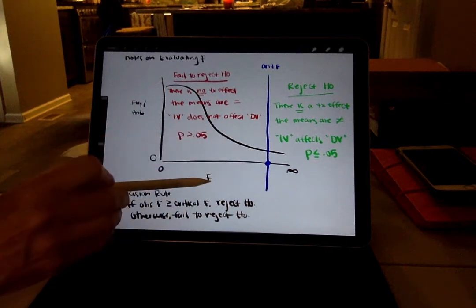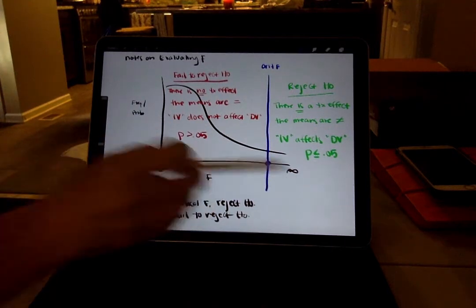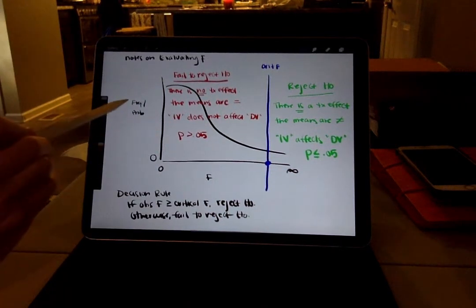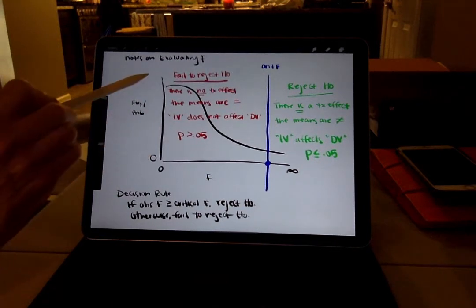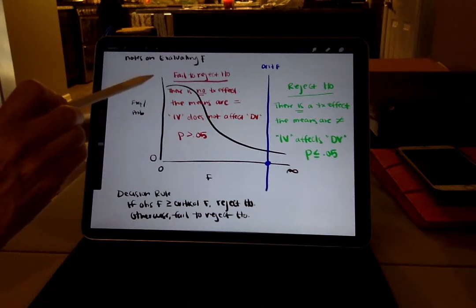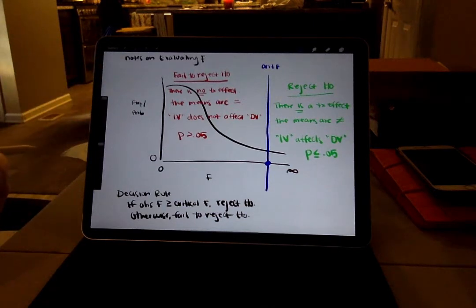The horizontal axis is F ranging from 0 to infinity, and the vertical axis is either frequency or probability starting at 0 and ranging to, if it's frequency, infinity. If it's probability, it ranges to 1. All right, so how is it that we use this to evaluate our F ratio?